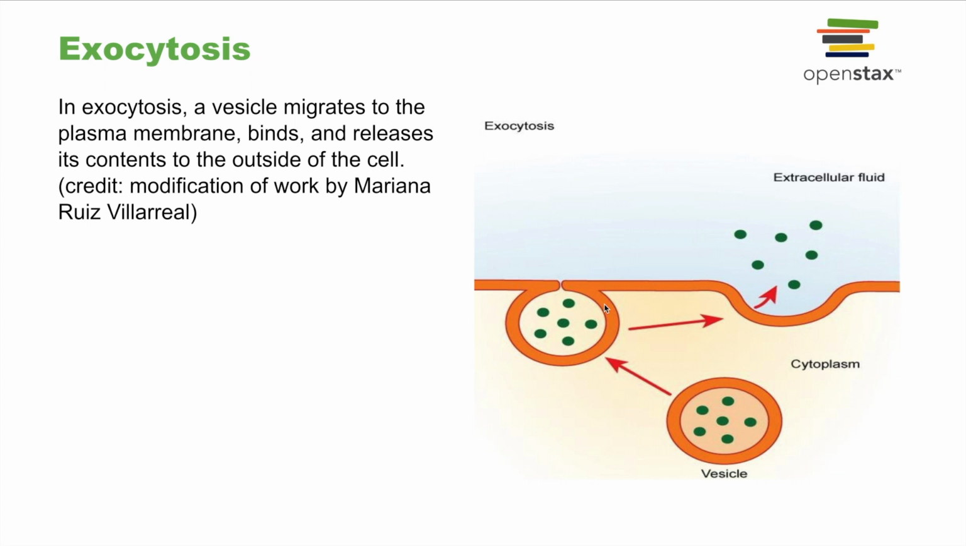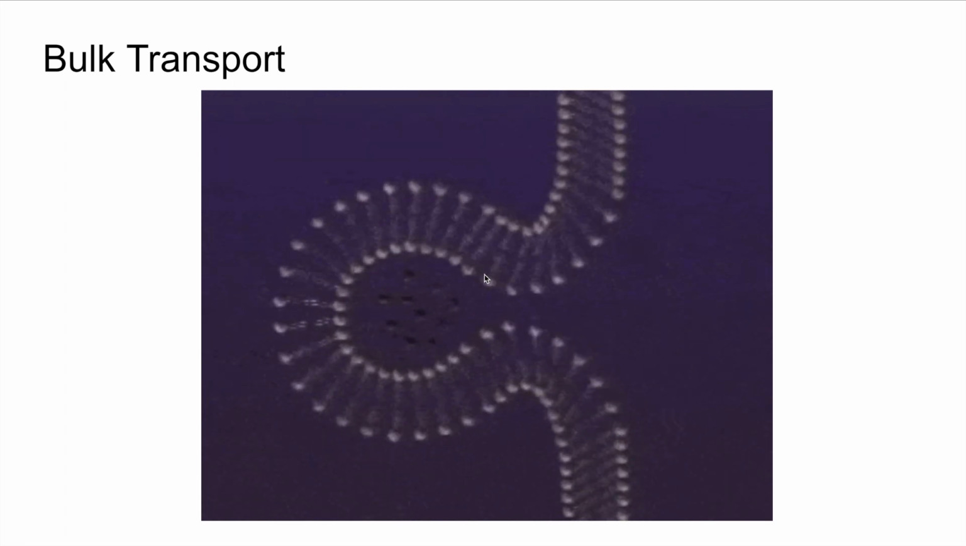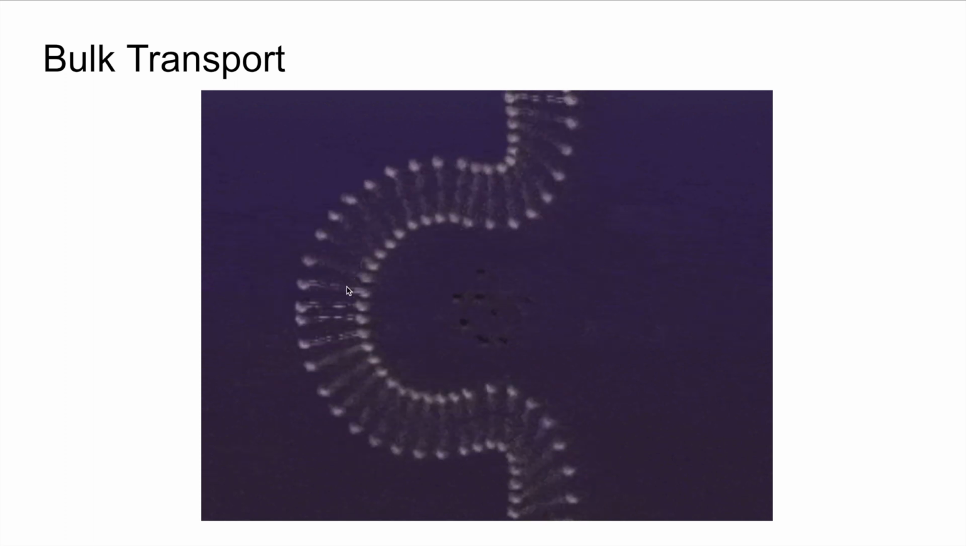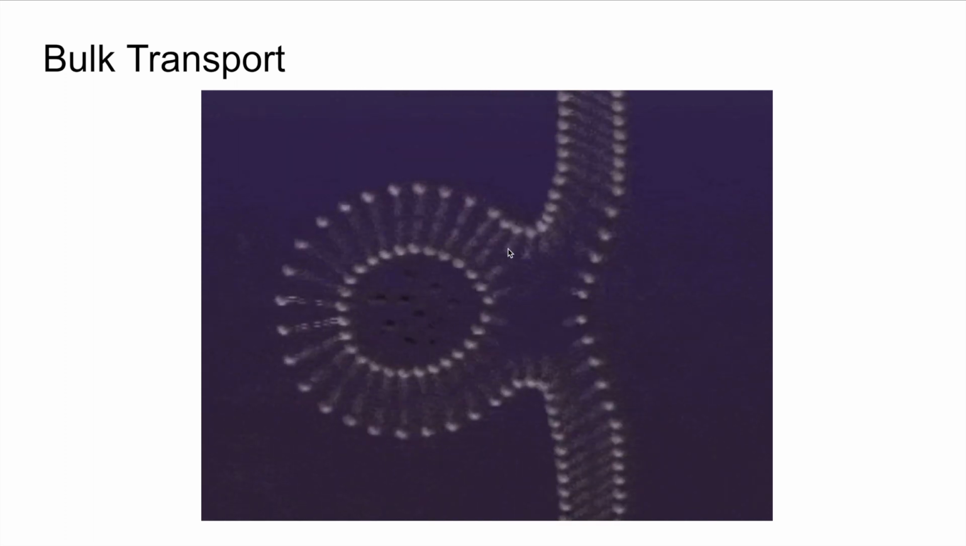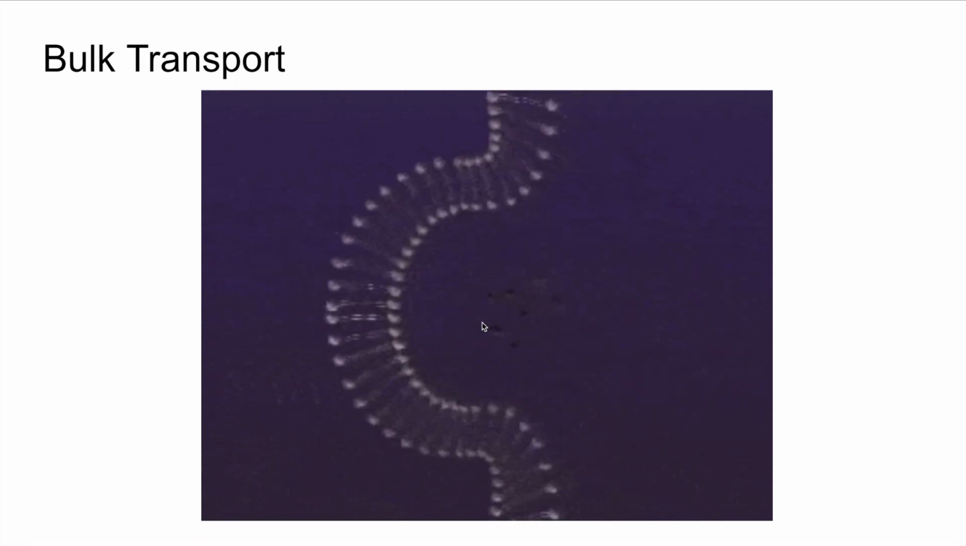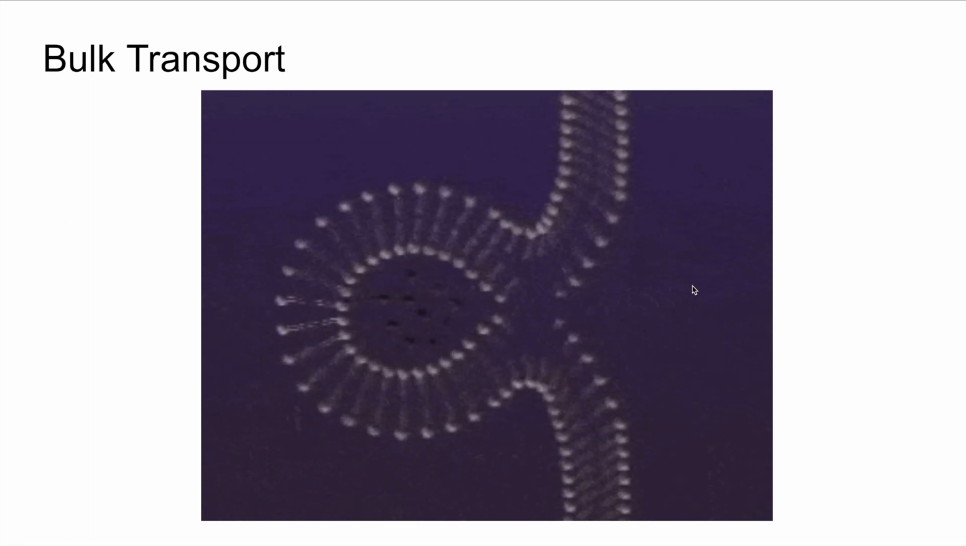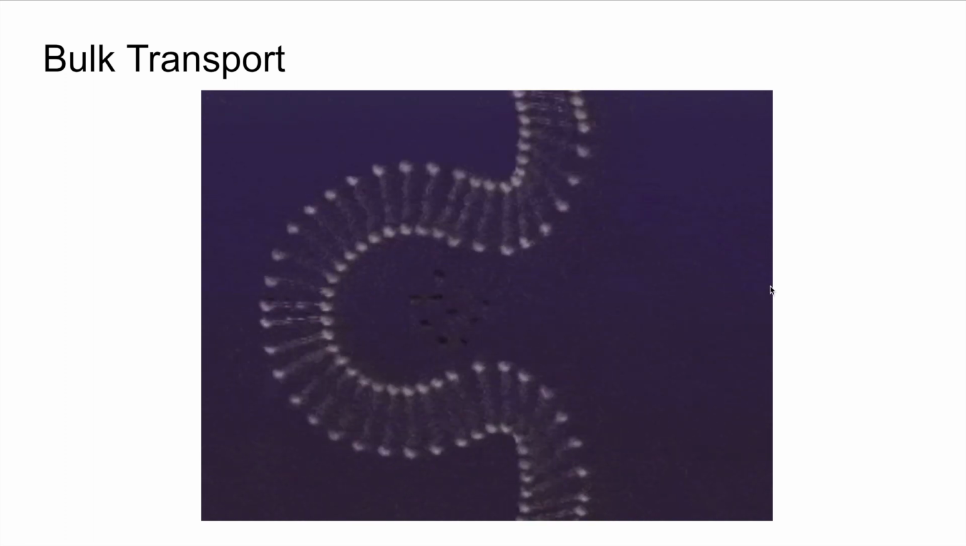If you remember, we talked about this when we covered the endomembrane system. So here's an animation. Here's a vesicle coming in. These phospholipids are going to find each other. And then basically the vesicle becomes one with the plasma membrane. And then you got these goodies that are going to be spit out into the extracellular fluid.